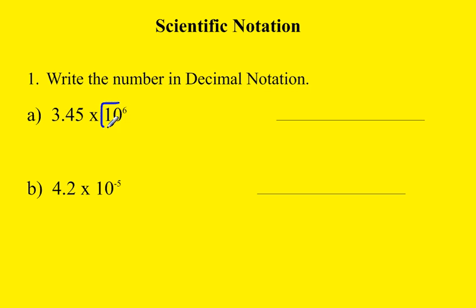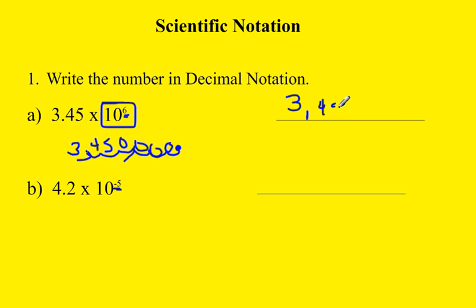So times 10 to the 6 just means move the decimal to the right 6 spots. If it's negative, it's to the left that many spots. So 3.45 to the right 6 times: 1, 2, 3, 4, 5, 6. And fill those spots in with zeros. So my answer will be 3,450,000. And that's it.